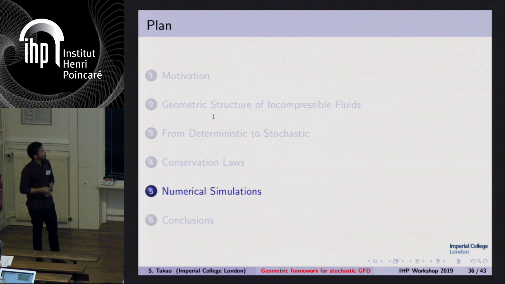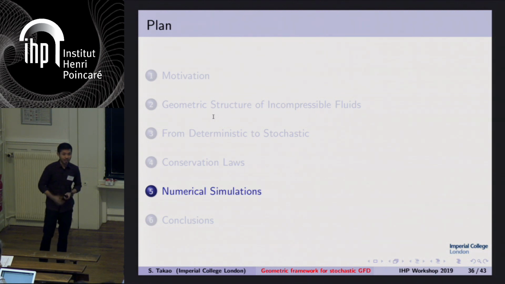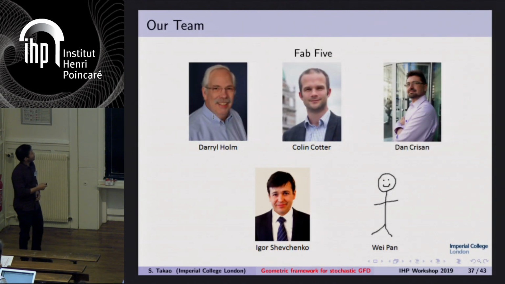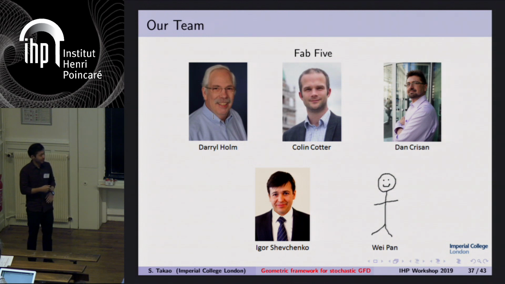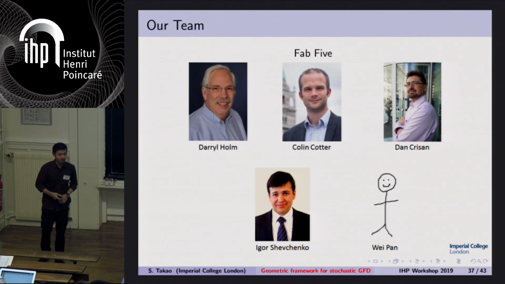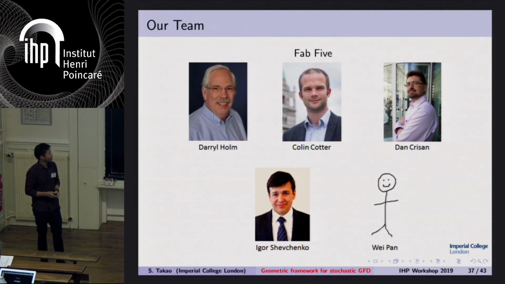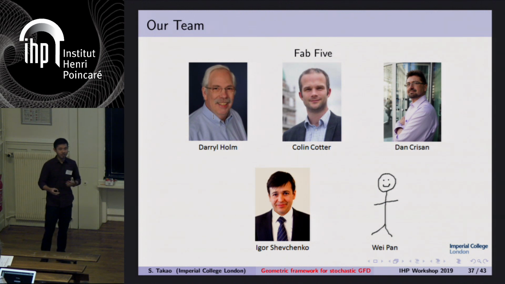Right, so in the remaining minutes, I'd like to show you some numerical simulations that Daryl and his team have been working on. This is a team that consists of Daryl Holm, Colin Cotter, Dan Crisan, Igor Shevchenko, and Wei Pan. I couldn't find his picture on Google, so I had to substitute with this. They have been working tirelessly on simulating the SALT equations, as far as I remember since I started my PhD 3 years ago, in the hope that it can be used for numerical weather prediction one day.